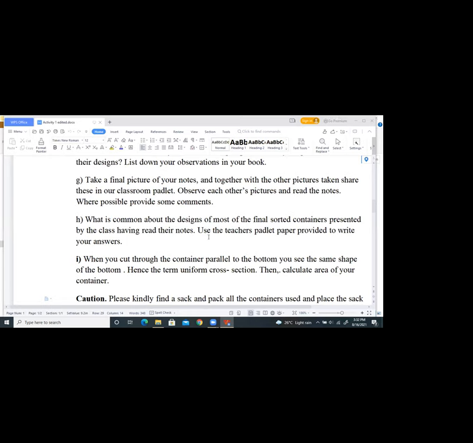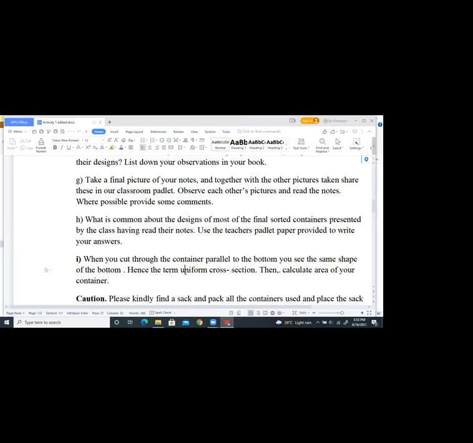When you cut through the container parallel to the bottom, you see the same shape of the bottom, hence the term uniform cross section. Then calculate the area of the container. Question. Okay. Please kindly find. No, you can stop there. Okay. You can stop on part F or part I. Okay. Thank you so much.